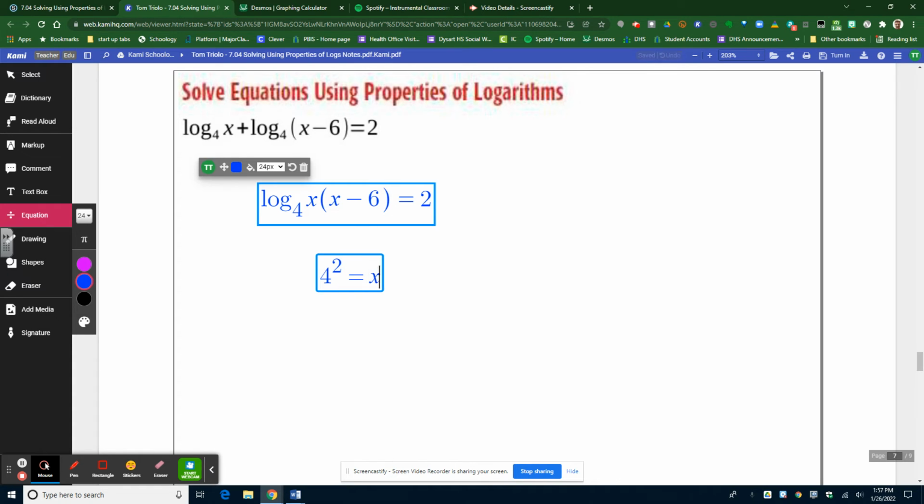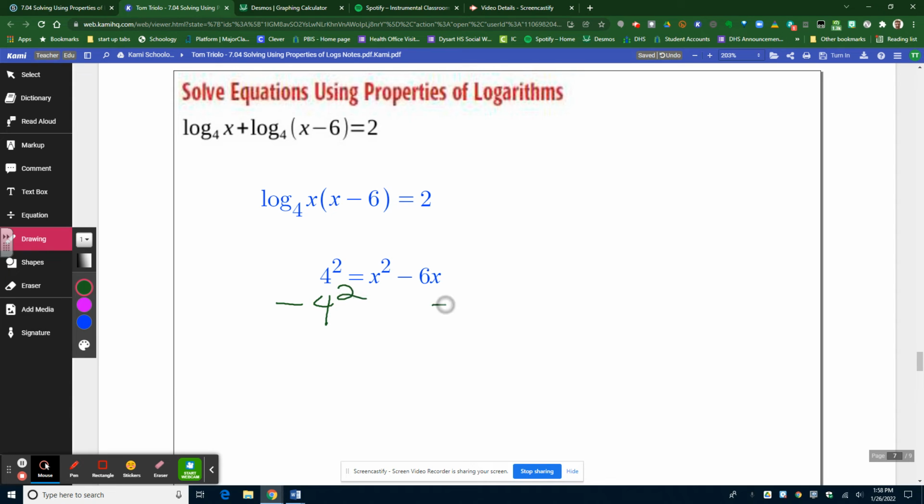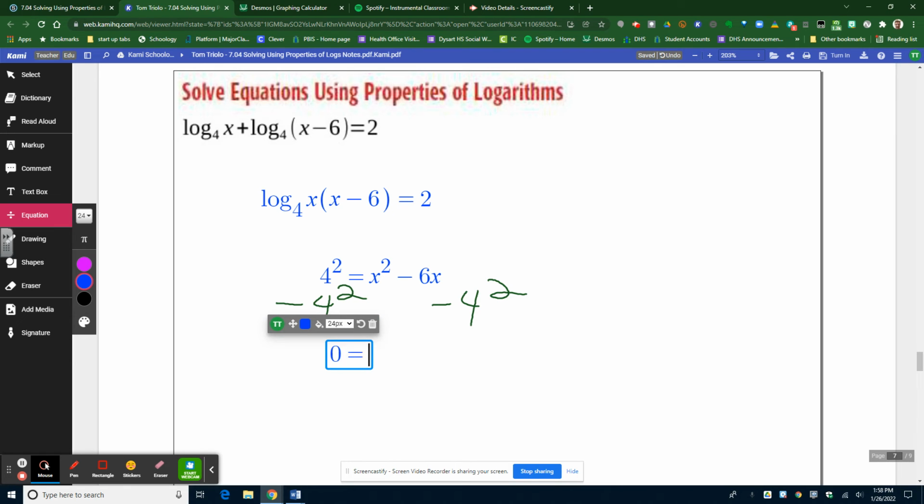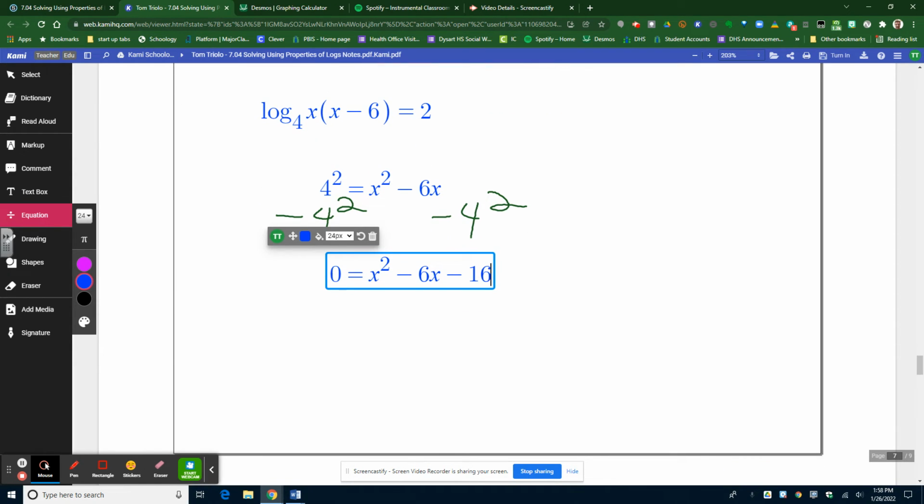X times x is x squared. X times 6 is 6x. I can't solve quadratics like this until it's equal to 0. So I am going to subtract 4 squared from both sides and simplify what 4 squared actually is, which is just 16. So 0 equals x squared minus 6x, and we move that 4 squared, which is 16, to the other side. And now this is a factorable quadratic equation. Two numbers are multiplied to be negative 16 and add to be negative 6. Find them and find your solutions and check your solutions.